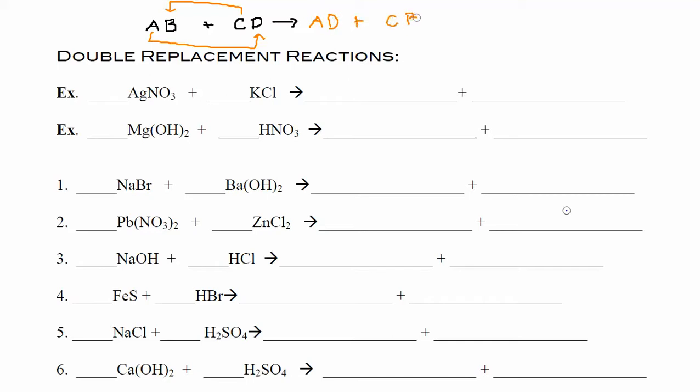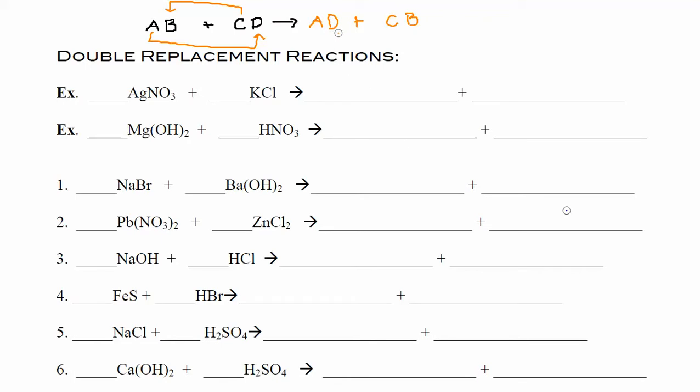Now the reason why I wrote it in this order, A is your positively charged ion, C is your positively charged ion. Remember, they have to go first. Alright? In order to form these compounds, in order to form A, D, and C, B, you must cross your charges. So as you're doing this, as you're switching partners, make sure you cross your charges.